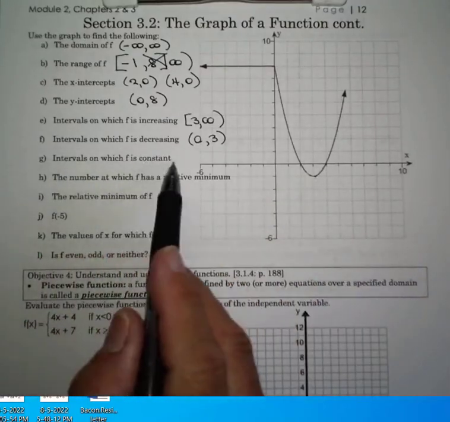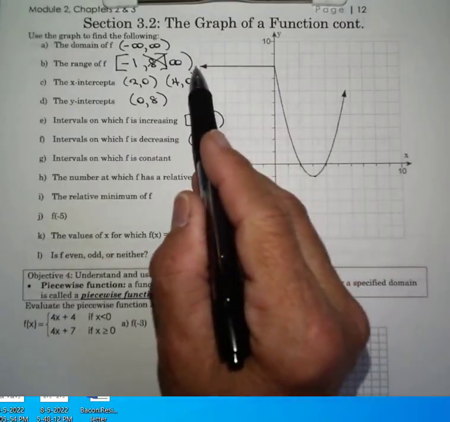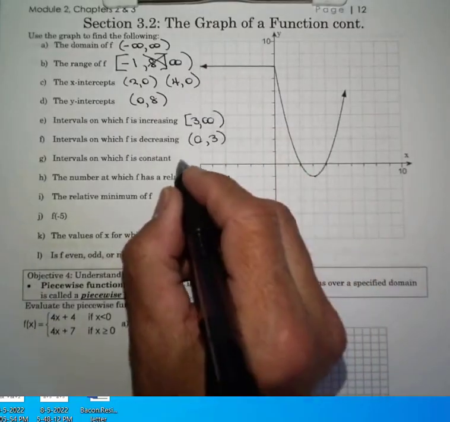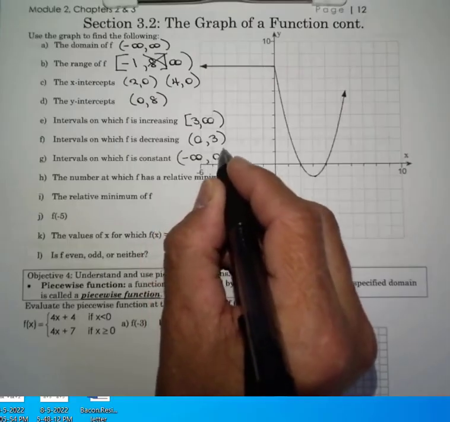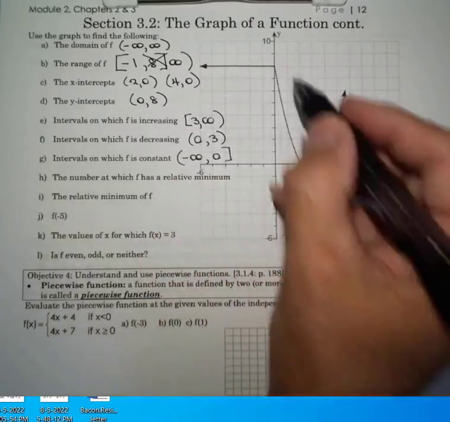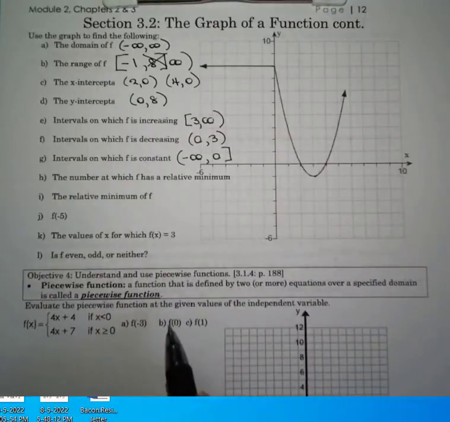Intervals on which f is constant. Well, the constant function is right here, all the way from negative infinity to an x value of 0. And yeah, we'd say that's the constant part of it too.